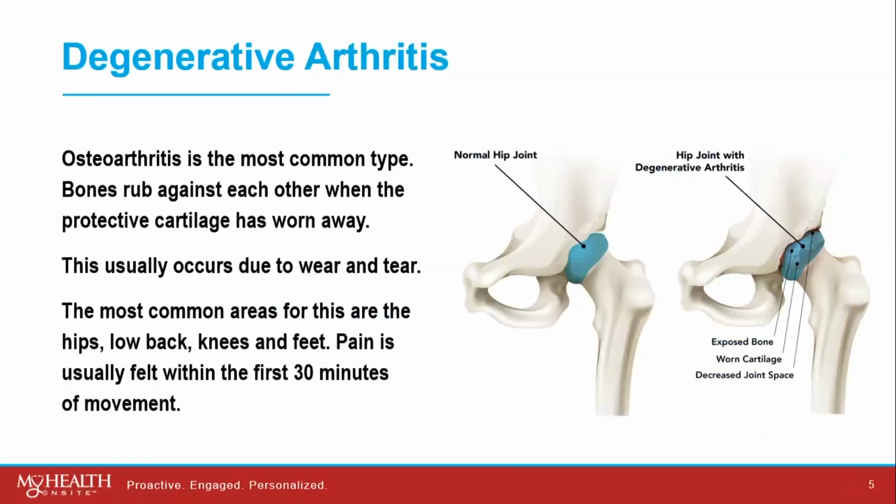So osteoarthritis, being the most common type, is the degenerative type of arthritis, which means this is caused by just the wear and tear of daily life. Bones eventually start rubbing against each other when the protective cartilage in between has worn away. The most common areas for this pain accumulates in the hips, the low back, the knees, and the feet, and pain is typically felt within the first 30 minutes of movement.